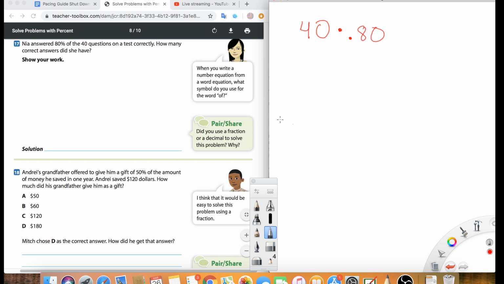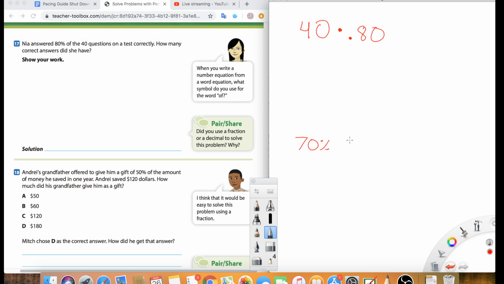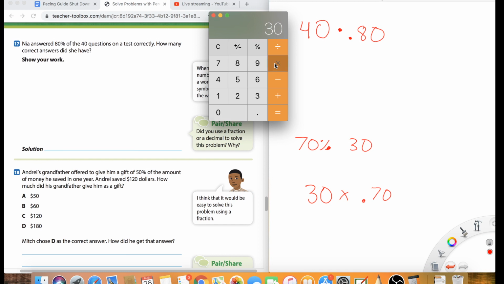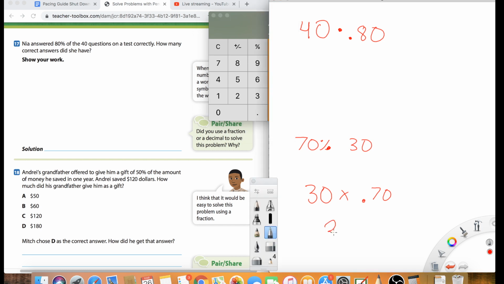Now let's do a different problem. Let's say Nia answered 70% correctly out of a 30 question test. How many questions did she get correct? If I were doing this problem with these numbers, I would take 30 and multiply it by 0.70, and that should give me 21. But let me just show you. So it would be 30 times 0.70. I would get 21. That means that in the 30 question test, this person got 21 correct.